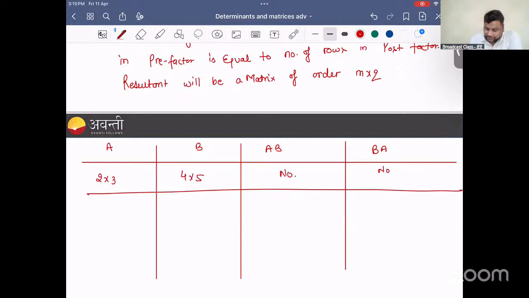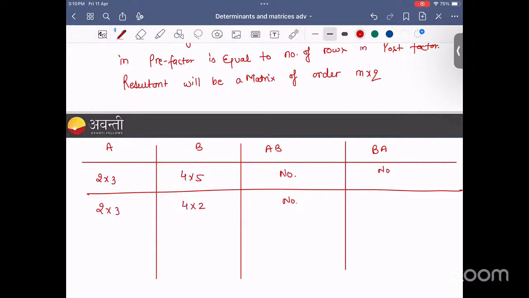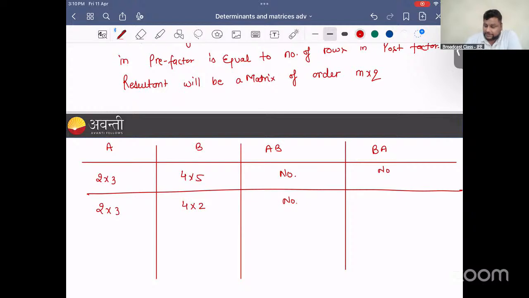Now take another example. Say this is of order 2 by 3. This is of order 4 by 2. Are we able to do AB? No, BA, sir. AB we won't be able to do. Are we able to do BA? Yes. B is of order 4:2, A is of order 2:3, so this 2 matches. Now the prefactor is B. So the resultant you get here, BA, will be of order what? 4:3. Am I correct?